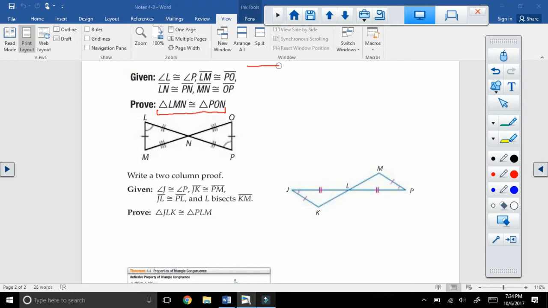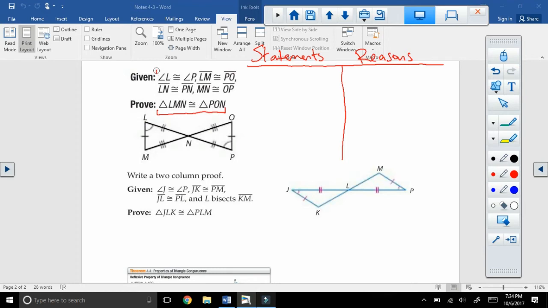I'm going to show you the first one as a two-column. So we have on the one side our statements, and we have on the other side our reasons. And some of this stuff is a personal preference. If you would like to have 7 steps, you can. 6 steps are going to be saying all the sides and all the angles are congruent, and then your last step will be saying the triangles are congruent.